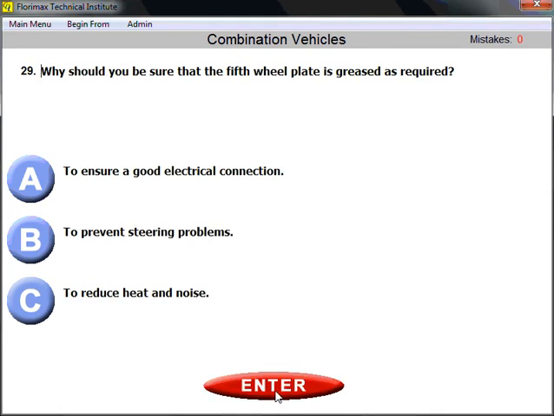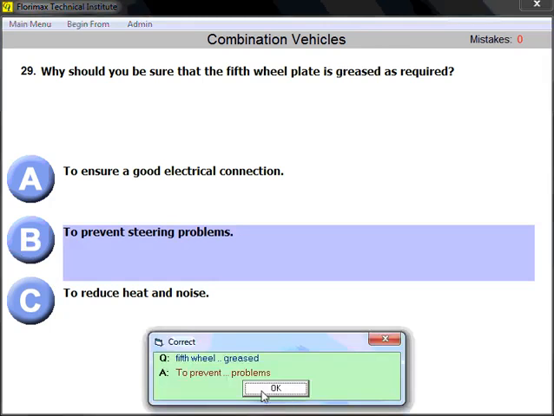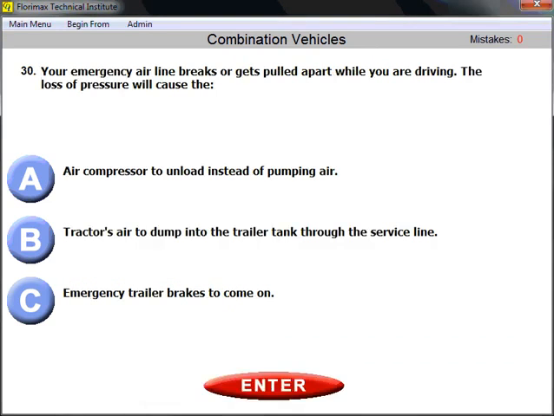Question number 29. Why should you be sure that the fifth wheel plate is greased? Why should you be sure it is greased? Simple thing. It's to prevent steering problems. To prevent steering problems, okay. That's why it should be greased, to prevent any potential steering problems.